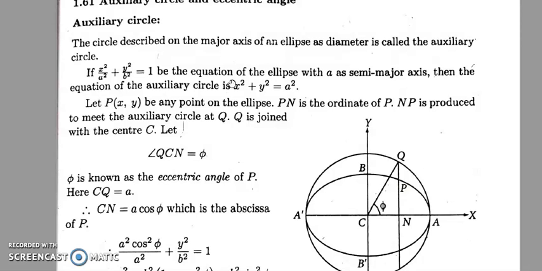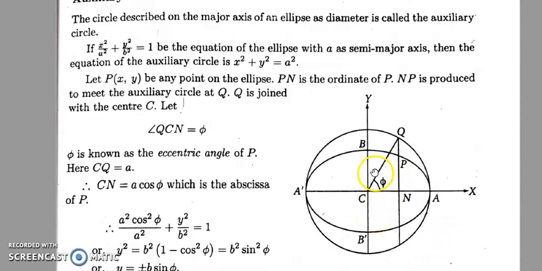So the circle passing through the vertices, with the major axis as diameter, is what we call the auxiliary circle. So if the semi-major axis is a, the equation of the circle is x square plus y square equal to a square. Now let us look at what is called an eccentric angle. So again look into this figure.